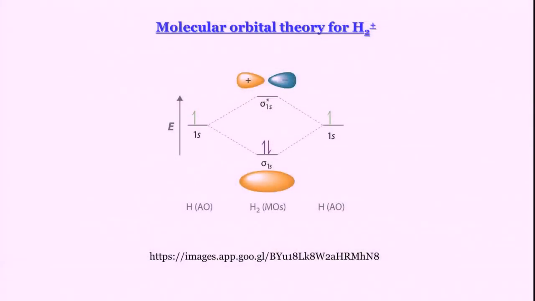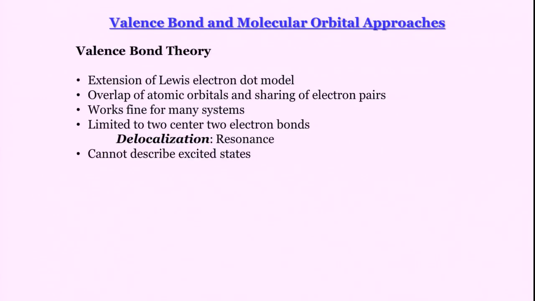Now we are going to talk about molecular orbital theory for a very simple system, the dihydrogen molecular cation, H2 plus. Why H2 plus? Because it has 1 electron. Now there are two approaches to bonding.